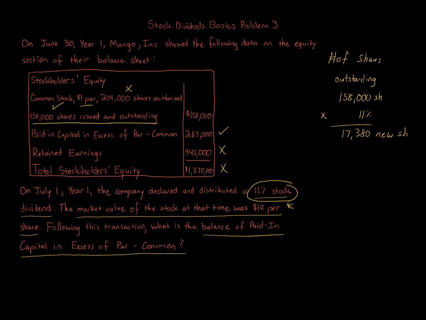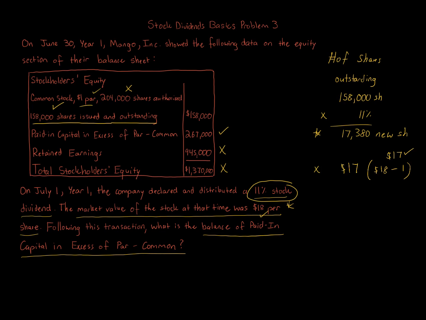Now, of course, there's 158,000 shares originally out there of stock outstanding. Now there's 17,380, so you add that to 158,000 to get the new total outstanding shares. Once you get the new shares, all we need to do is take that 17,380 new shares, and we're going to multiply that by the difference between the market amount per share when it's issued, which is $18 right here. So $18 per share minus the par per share, which is $1. So that's $17. So we're going to multiply the 17,380 by $17.